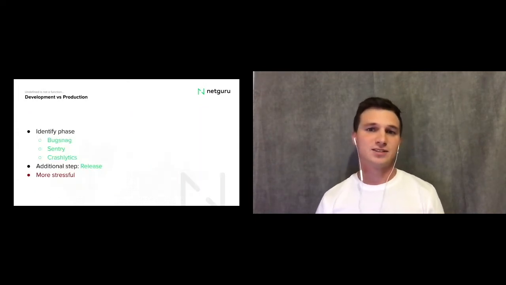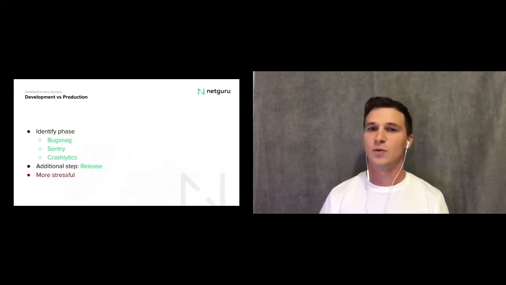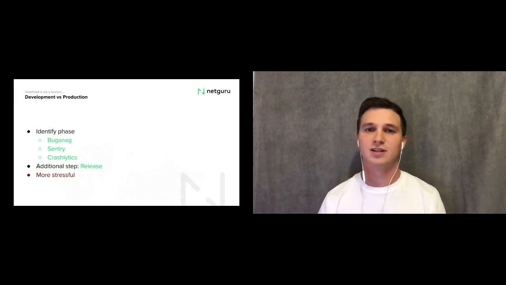The next difference is about the identify phase. To identify the issue, we have to use some external services like Bugsnag, Sentry, Crashlytics, or similar. Those tools provide detailed information about crashes and unhandled exceptions in the already released apps. According to that data, we are able to establish steps to reproduce. We have an additional process step, which is the releasing of the fix.